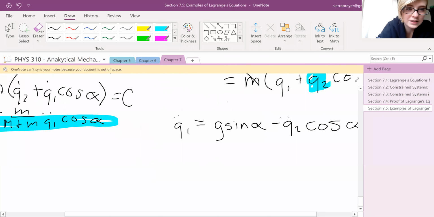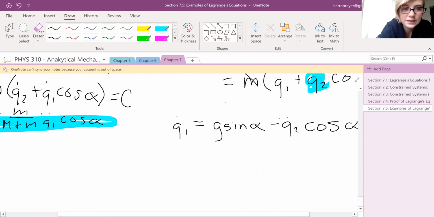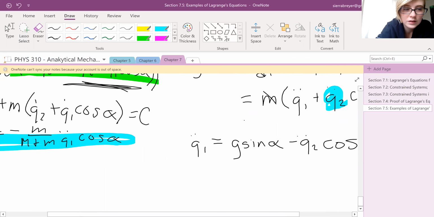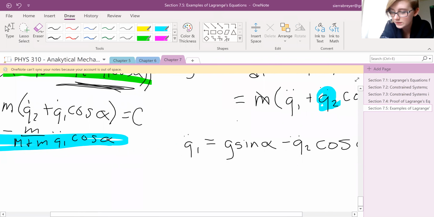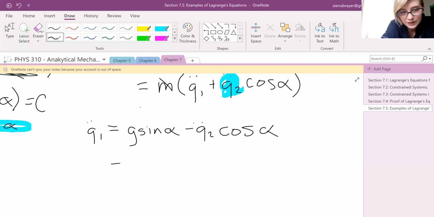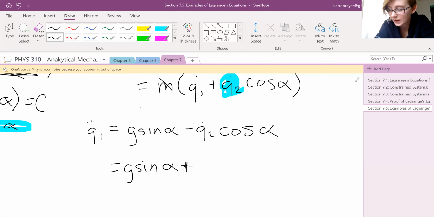Right, here's where it gets messy. That's where I'm going to plug all this in, Q2. Yeah, it's going to look really gross. Okay, let's go. G sine alpha minus, it's going to be plus this time. That other equation's a negative. M over M plus M Q dot dot 1.